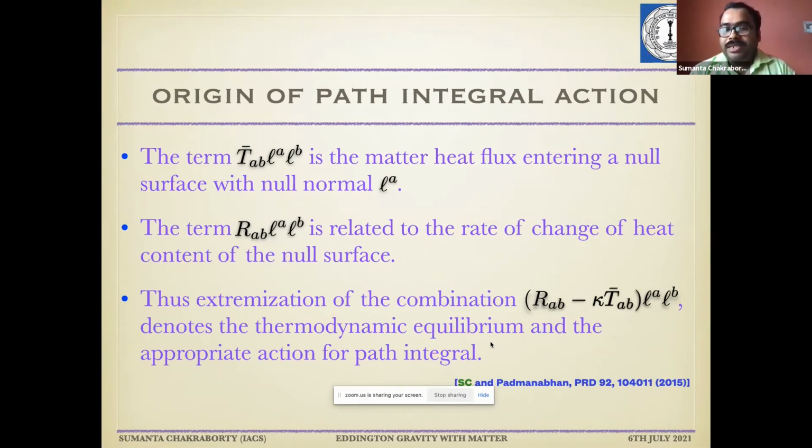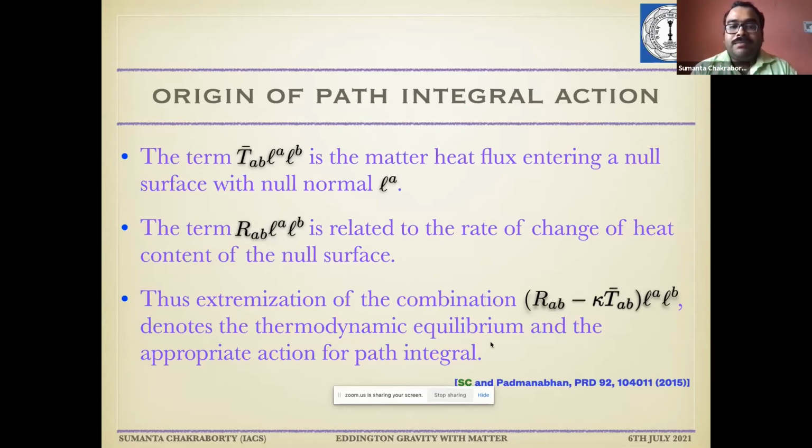Similarly, the R_AB L^A L^B term can also be explicitly computed, and this can be shown to be related to the change of heat content. That is, what is the change in temperature of the null surface as seen by local Rindler observers, and what is the change of the area of the null surface, which is related to the change of entropy. Therefore, this R_AB L^A L^B term can also be related to the rate of change of heat content of the null surface. Now, if we have an equilibrium situation, what should happen? These two should be equal, because the total amount of heat flux coming from the matter sector should balance the total rate of change of heat of the null surface, in the gravitational sector.